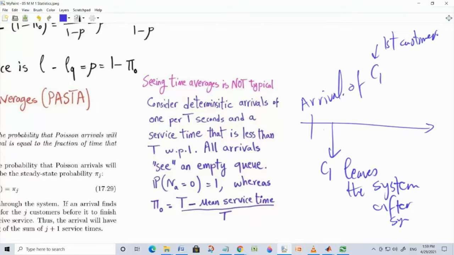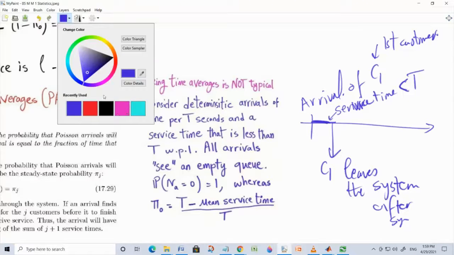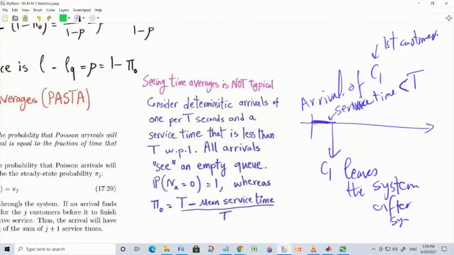And this time here, the service time, is assumed to be less than T. Okay, so it can be anything, but it's less than T. It does not need to be deterministic. It can be a proper random variable, but it should be less than T almost surely. Now, after T seconds, basically this is T, here is the arrival of C2, the second customer.